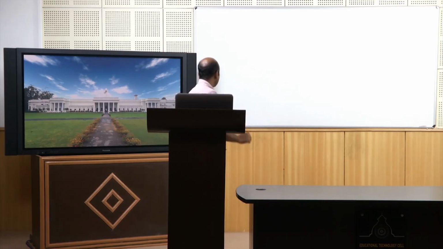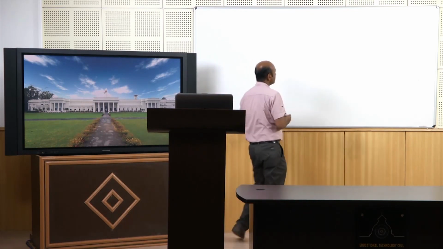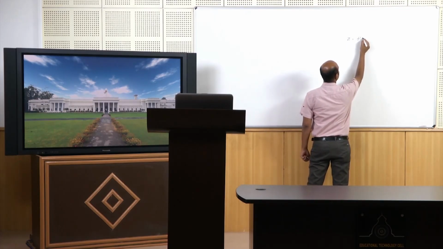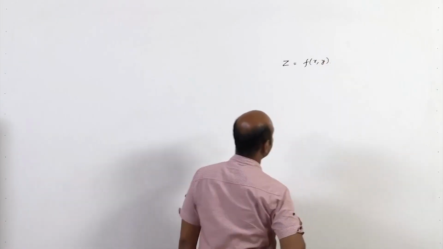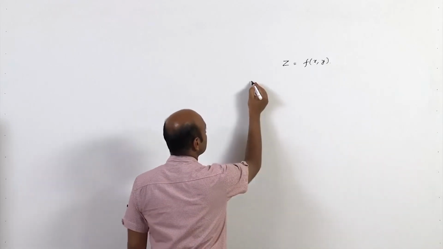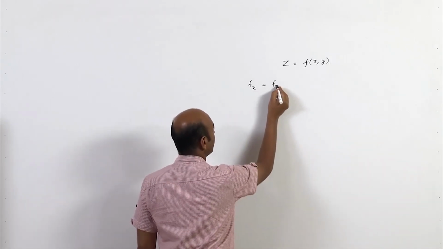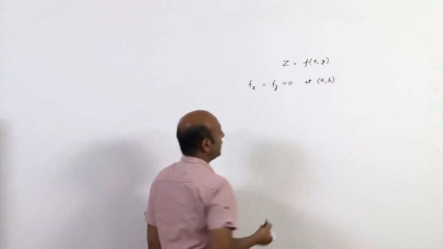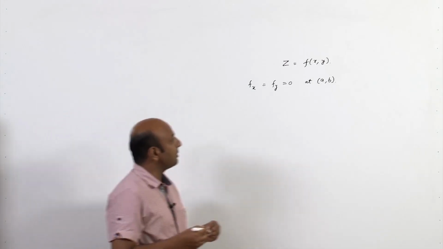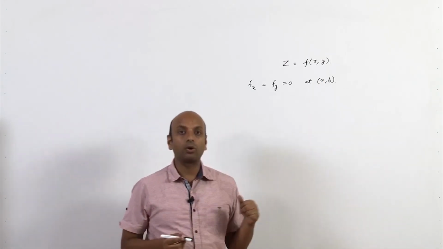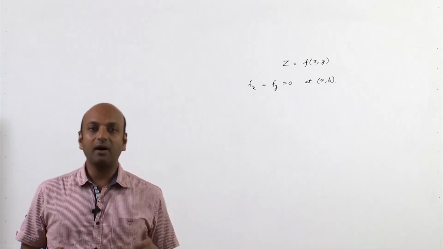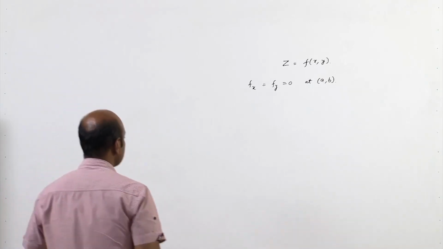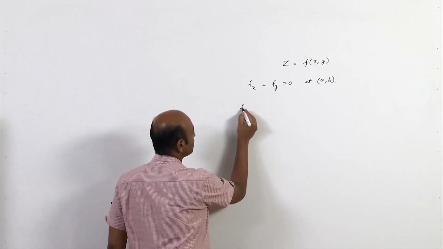We have seen that if we have a function of this form z equals f(x, y), and suppose fx equals fy equals 0 at (a, b). Then to check whether this point (a, b) is a point of local maxima, local minima, or saddle point, we have to go for the second order partial derivative test. What is that test? In that test we simply find fxx.